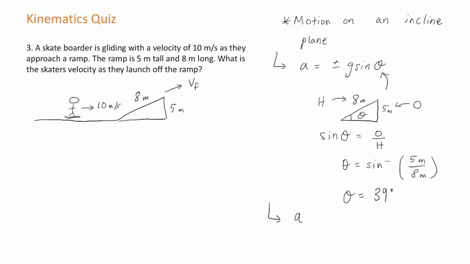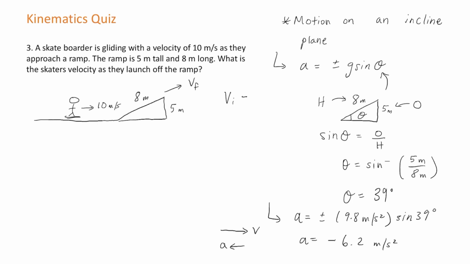And with that, we can solve for the skateboarder's acceleration. All we have to do is plug in our values, and we find that the acceleration is equal to about negative 6.2 meters per second squared. Now, how did I know it was negative? Let's look at our vectors. The velocity vector is pointed to the right, and we know an object going up an inclined plane will be slowing down. So the acceleration vector has to be in the opposite direction. That means the acceleration is to the left, and so it is negative.